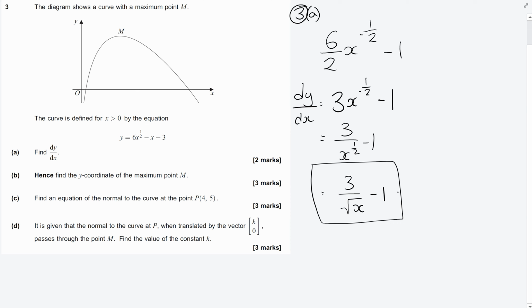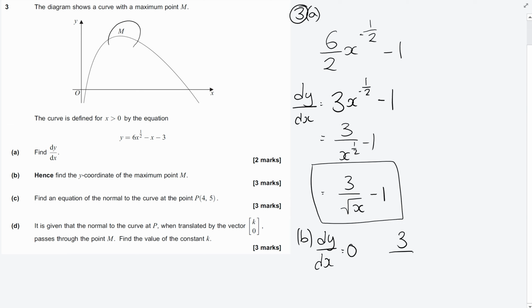And from here, we then move into B. Hence, using what we've just found, we're being asked to find the y-coordinate of the maximum point M. To be a maximum point, it is a stationary point. We know it's a maximum because we can see it on there. So we're going to put dy by dx equal to 0, because when it equals 0, that gives us our maximum value.